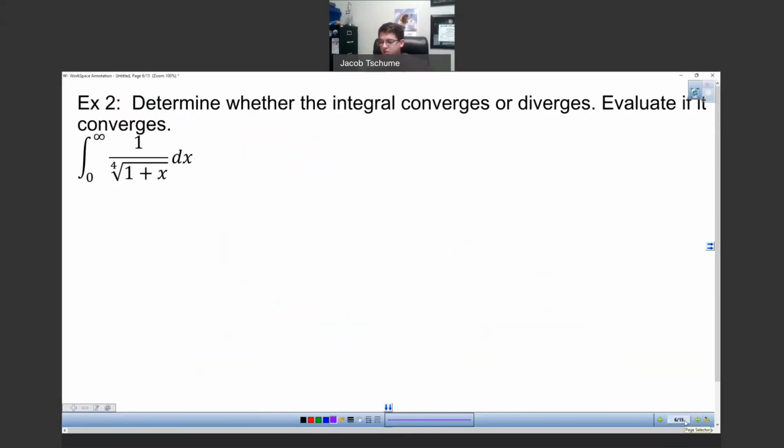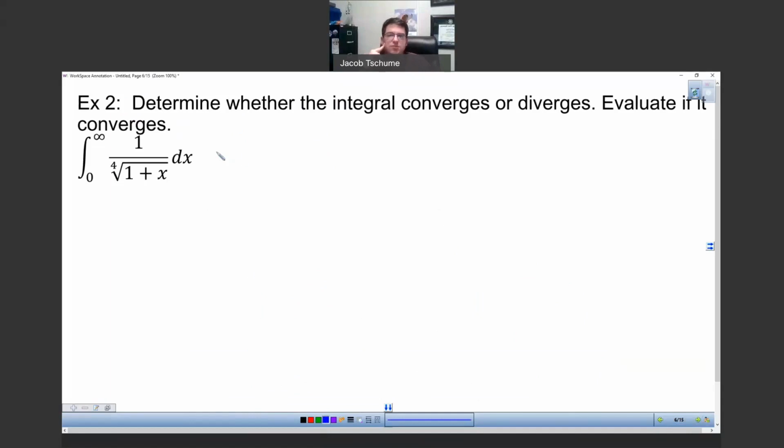So now we're going to run through a variety of different type 1 improper integrals, and we're going to see whether or not they converge or diverge. So let's begin with the integral from 0 to infinity of 1 over the 4th root of 1 plus x dx. I'm going to integrate this the exact same way like I normally would, and we're going to see whether or not it converges or diverges.